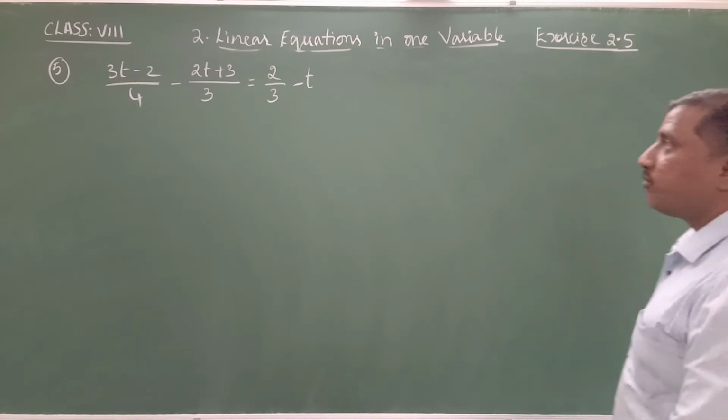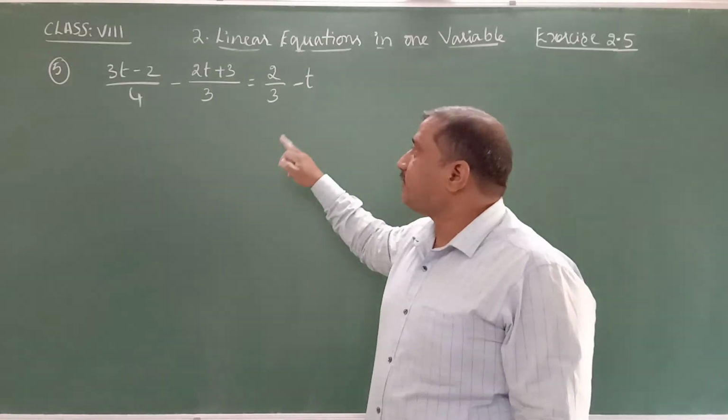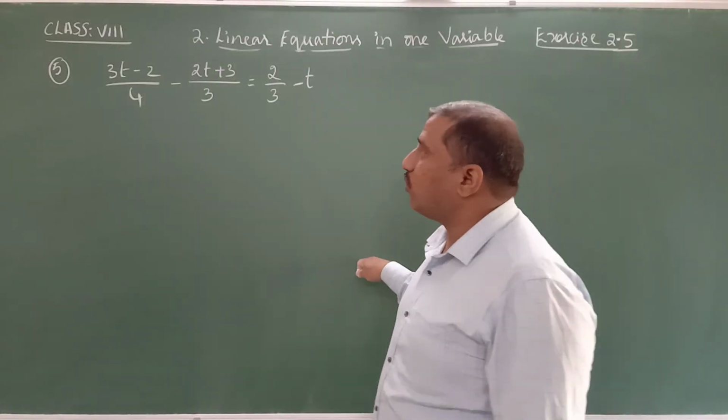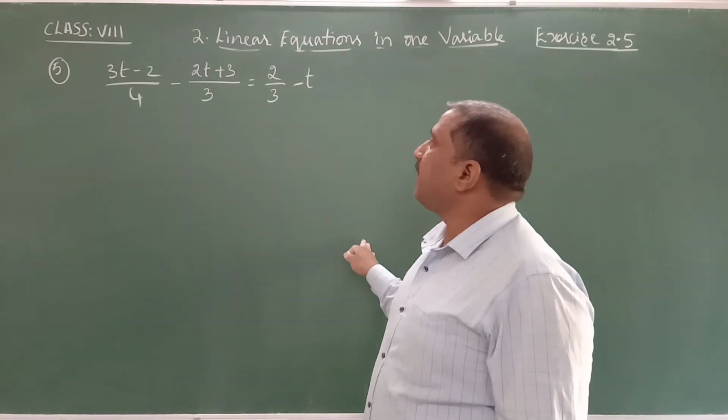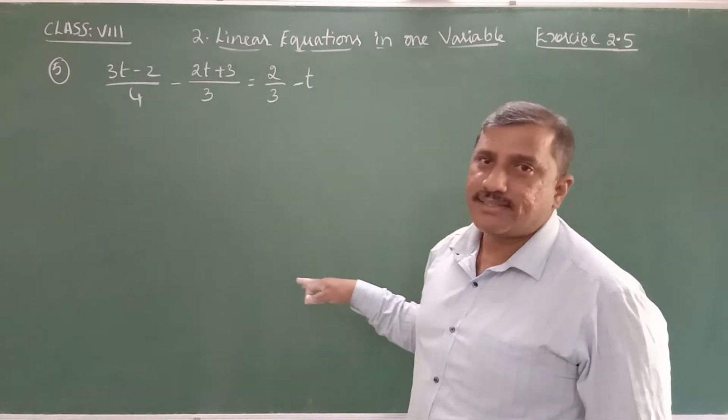Now we will discuss one more sum, that is the fifth one from exercise number 2.5. (3t minus 2) by 4 minus (2t plus 3) by 3 is equal to 2 by 3 minus t.